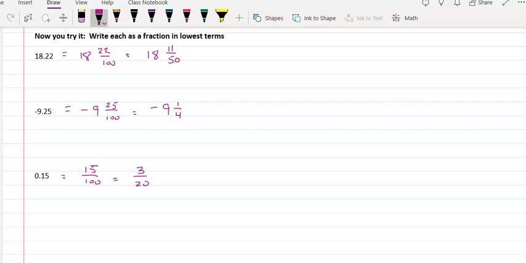Okay, so here are the answers for you. Take a look at these. Make sure you understand how to reduce each of these. So the 18 and 22 100ths, the top and bottom were divisible by 2, so that reduced to 11/50ths. 25 over 100, 25 is a fourth of 100, so it's a fourth. But you can see that 25 goes into 25 once and into 100 4 times. 15 100ths reduces to 3 over 20. So 15 is divisible by 5, and so is 100.